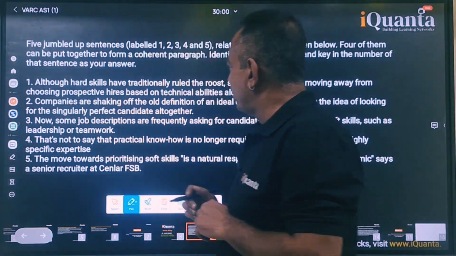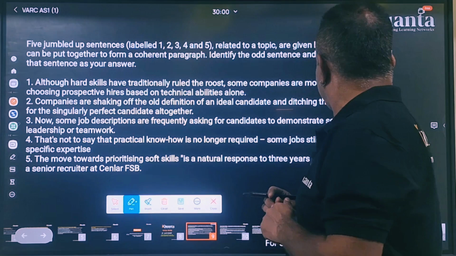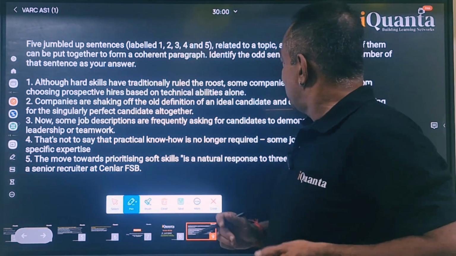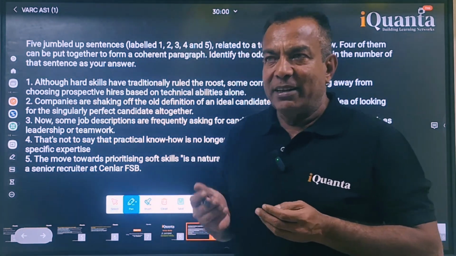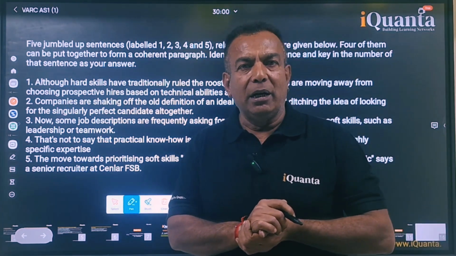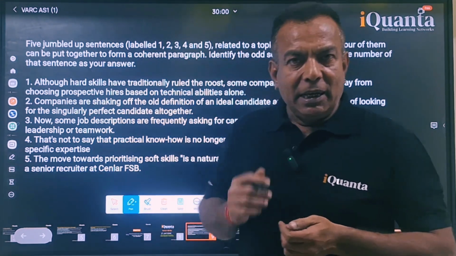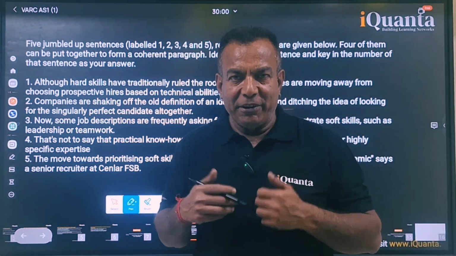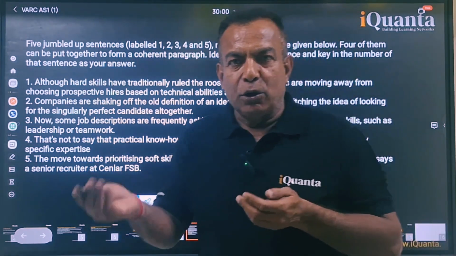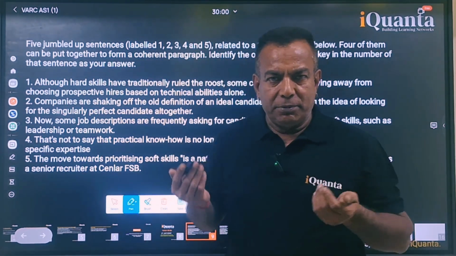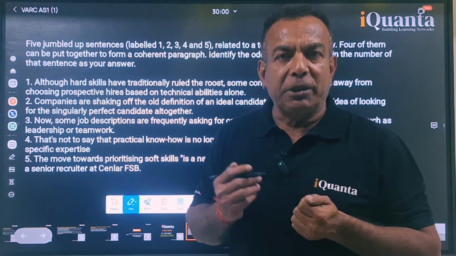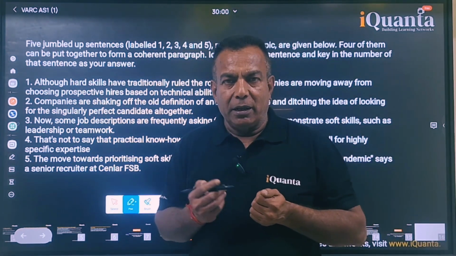Number 3, now some job descriptions are frequently asking for candidates to demonstrate soft skills such as leadership or teamwork. Now, some companies are asking for candidates who have soft skill knowledge. What are soft skills? They are personality traits. They are something that a person has inherent, that the person develops, not by reading a book or by taking a course. But soft skills are something that you develop in your personality, inculcate that in your personality, अपने personality में आप लाते हैं. Like leadership. Leadership is a soft skill.